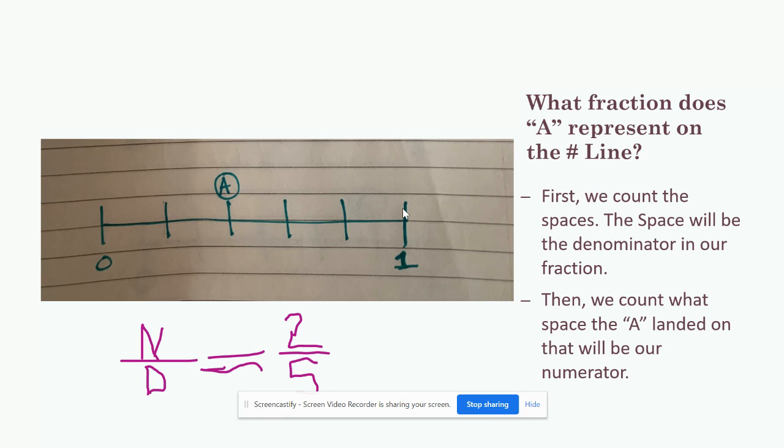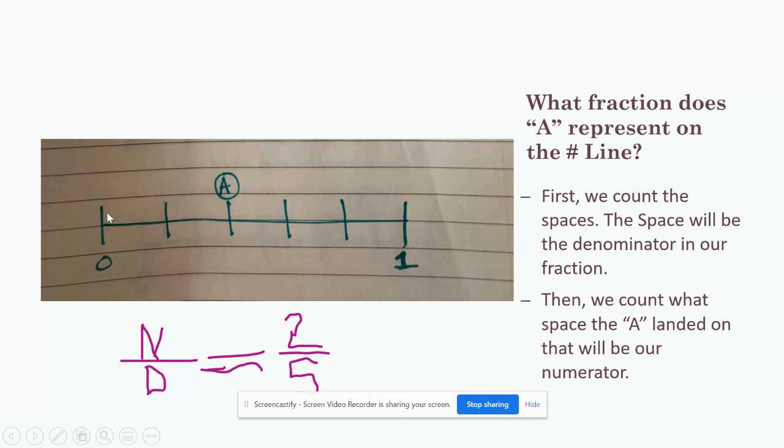Then we count what space the A landed on. That will be our numerator. Our numerator, remember, is the top number of our fraction. Now that we know this number line was divided into 5 pieces, we need to count to see how many pieces the A has taken.